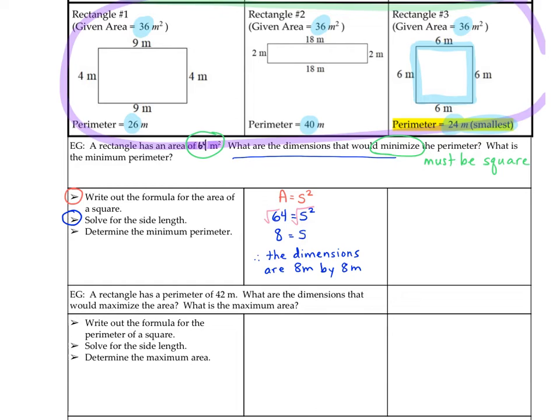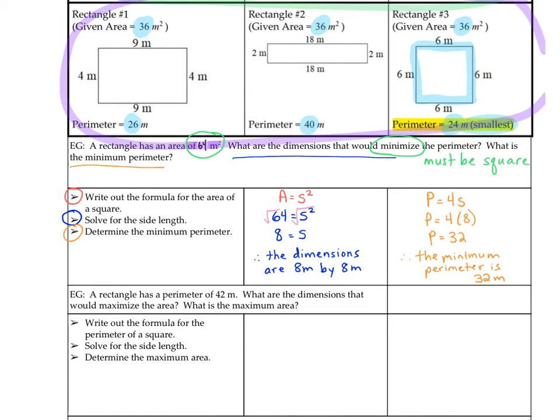Now the next question is asking, what is the minimum perimeter? So now we're going to determine the minimum perimeter. The perimeter formula is 4 times s. And now that we know that s is equal to 8, 4 times 8 is equal to 32. So therefore, the minimum perimeter is 32 meters.